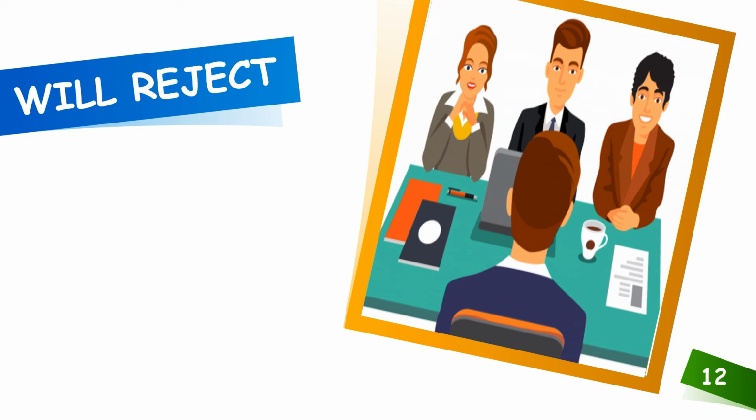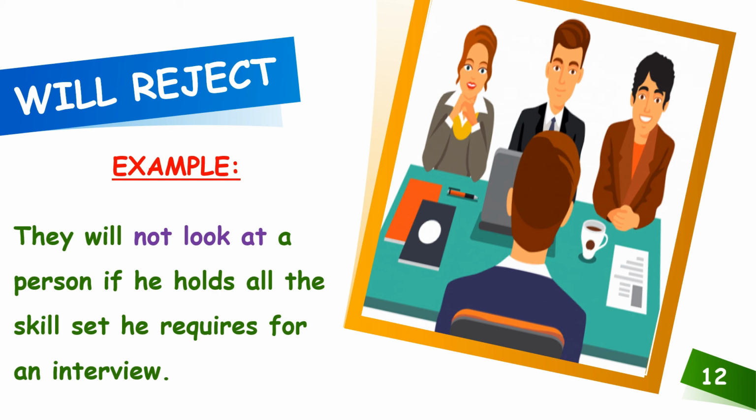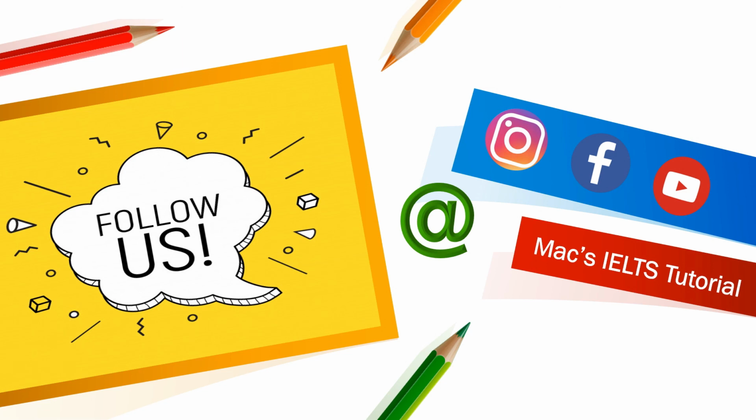Let's have an example to illustrate this. They will not look at a person if he holds all the skill set he requires for an interview. Here, the word look is used in the context of rejecting. The example says that if a person holds all the skill set required for the job, then the company will not reject him.